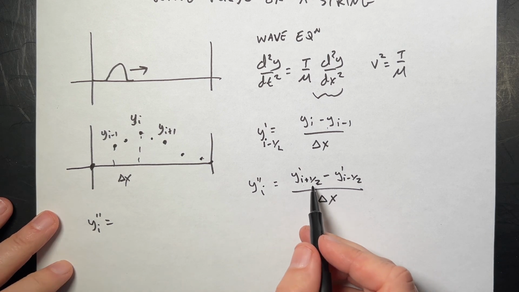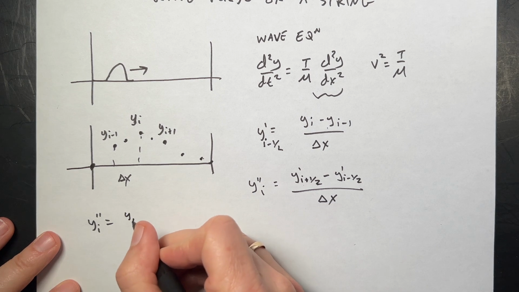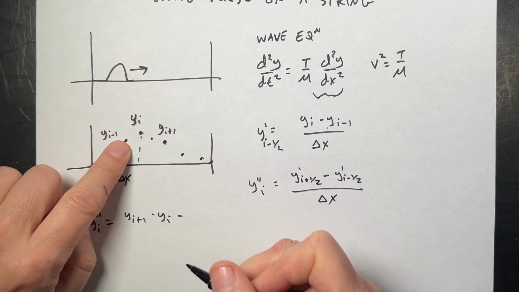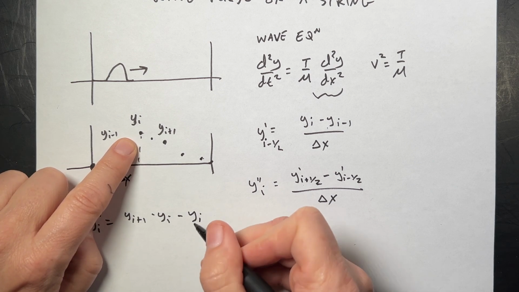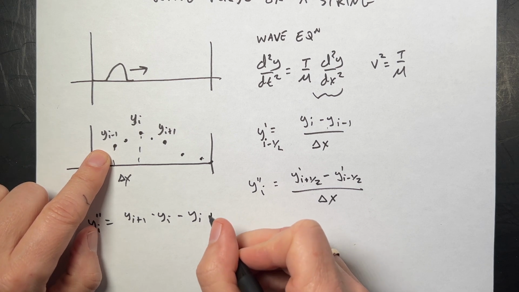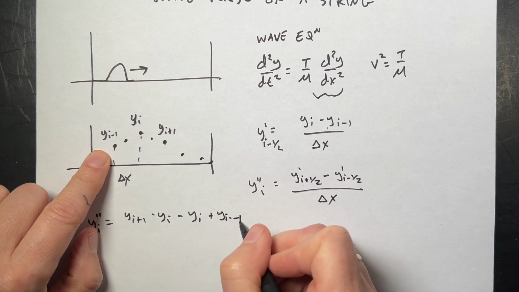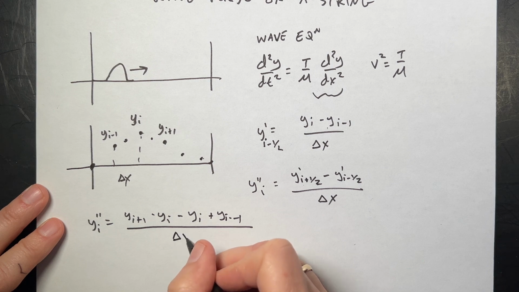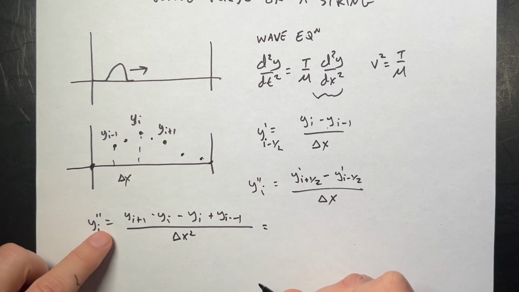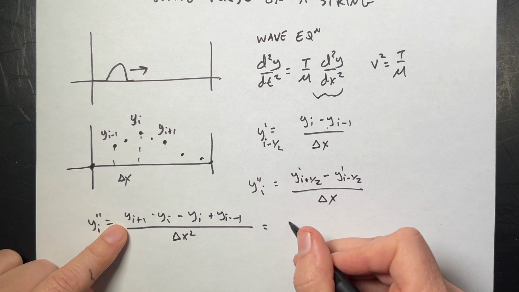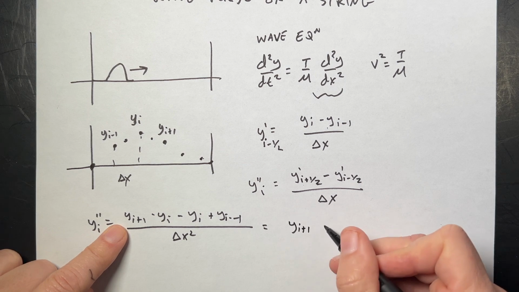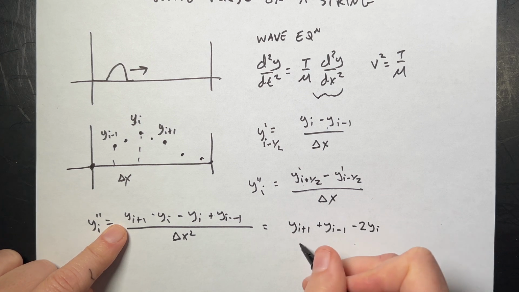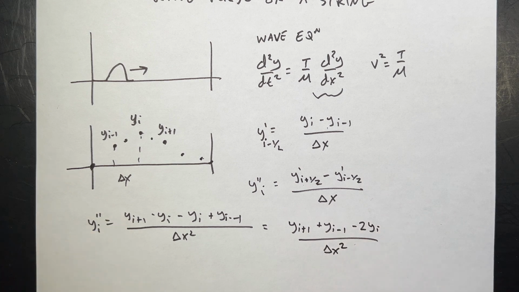But up here I have y_(i+1) minus y_i, minus the slope here, which is y_i minus y_(i-1), so it's going to be plus y_(i-1), right? Because it's minus a negative. And all of that's over delta x squared. So if we just combine terms, this is going to be equal to y_(i+1) plus y_(i-1) minus 2 y_i over delta x squared. So that's my derivative.